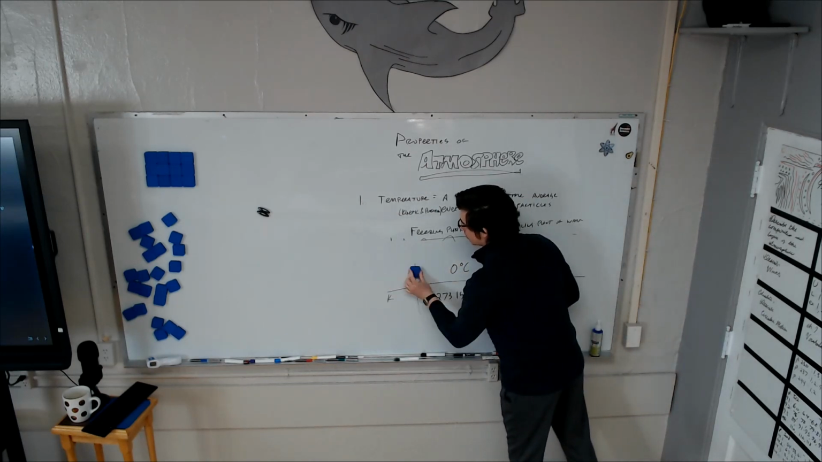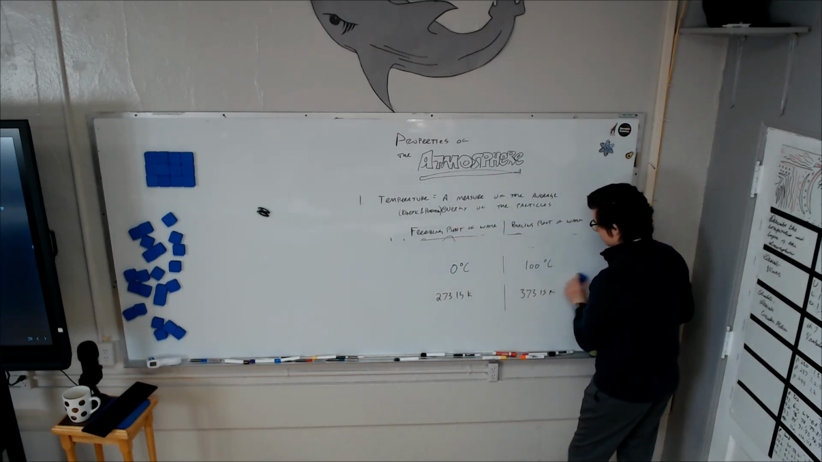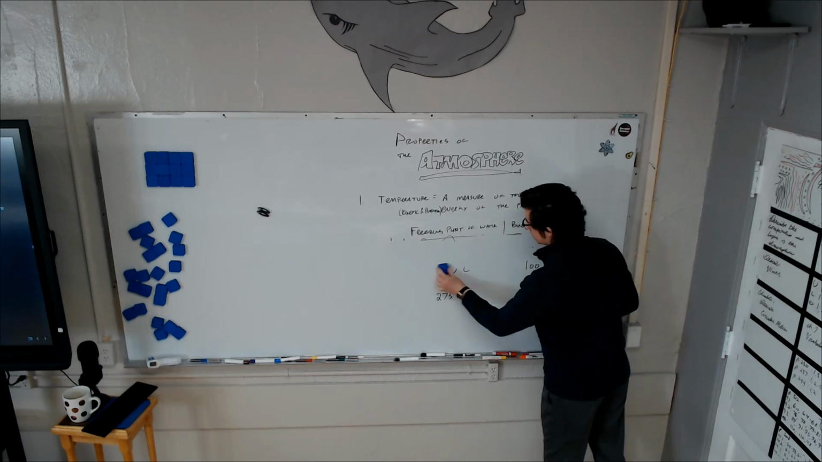What is another property of the atmosphere besides its temperature? Pressure. Air pressure. Let's write that down. Air pressure.